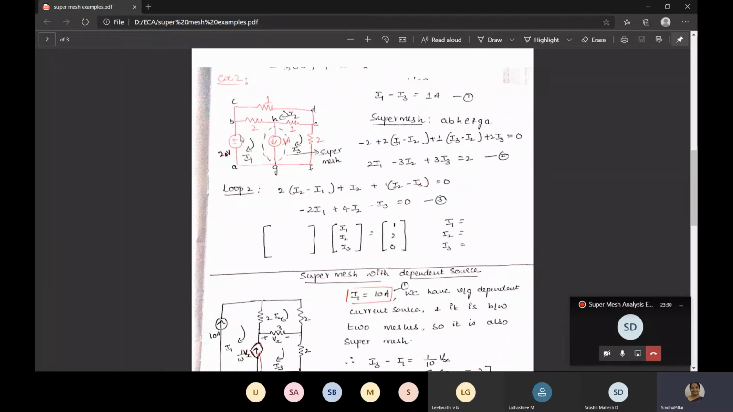How many unknowns are there? 3 unknowns are there, so you have to write 3 equations. So we got one equation now, and the second equation will be the super mesh equation. Which is the super mesh here? The I1 and I3 loops put together. It starts A, B, H, E, F, G, A. That complete loop is called the super mesh. You have to write the equation for that complete loop. You should not consider this current source, since we have already written it as equation 1. Without considering it, consider the 2 loops and write the equation.